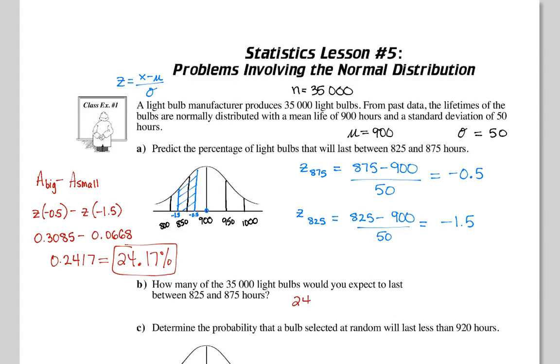So 24.17% of 35,000 will be the decimal multiplied by the number. That's all it is. It's just the decimal of the percent multiplied by the number. So 0.2417 times the 35,000, and you get 8459.5 light bulbs.